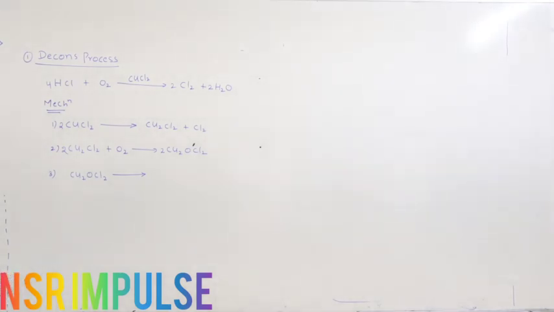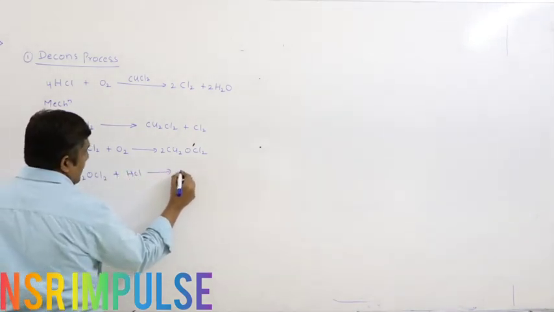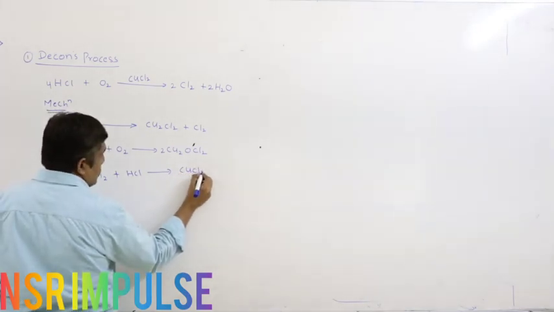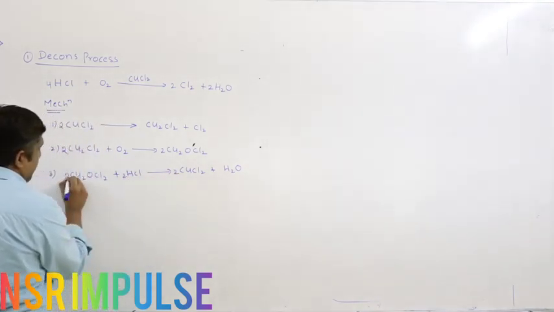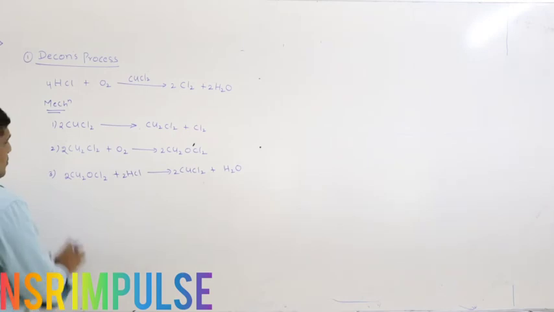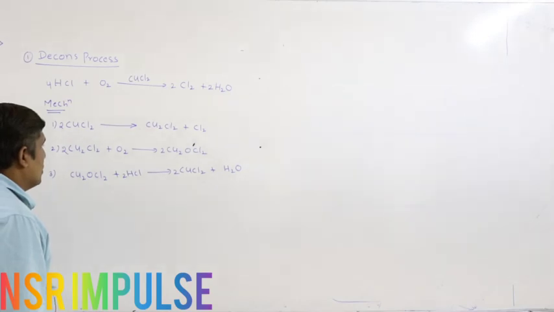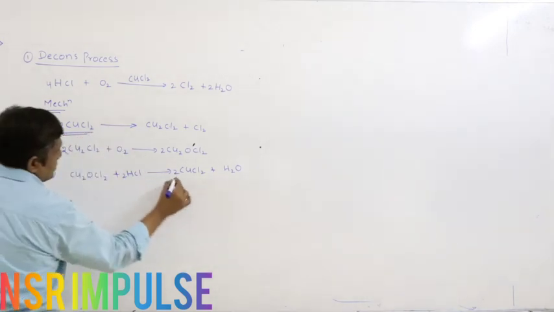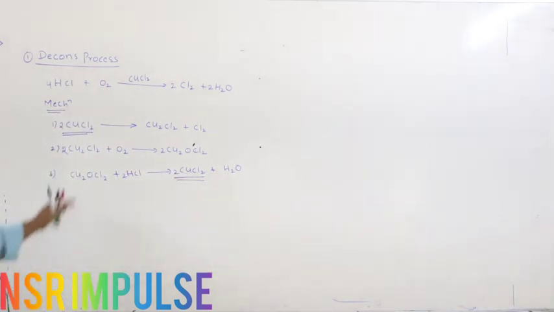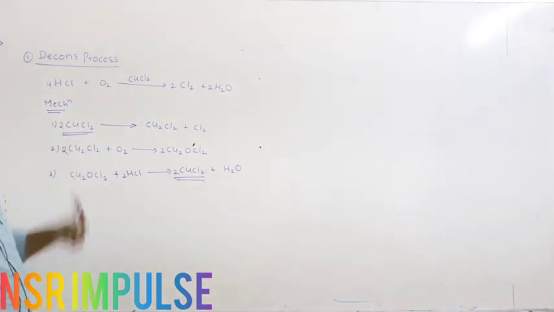in the presence of HCl, right? We have to remove the oxygen, so we require HCl to give CuCl2 plus H2O. One oxygen, right? Alright. 4, 2 plus 2, 4, right. So again you will get back the catalyst. So the important point is, what is the catalyst used in Deacon's process? Answer is CuCl2, cupric chloride.